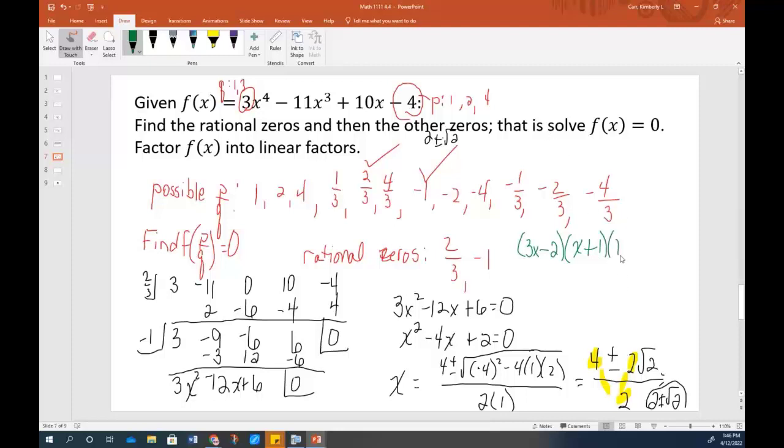And then x minus our ugly root, 2 plus root 2. And then I wish I could fit it right there, but then we also have x minus the other ugly root, 2 minus root 2. And all of this is what it means when it says write it in linear factors.